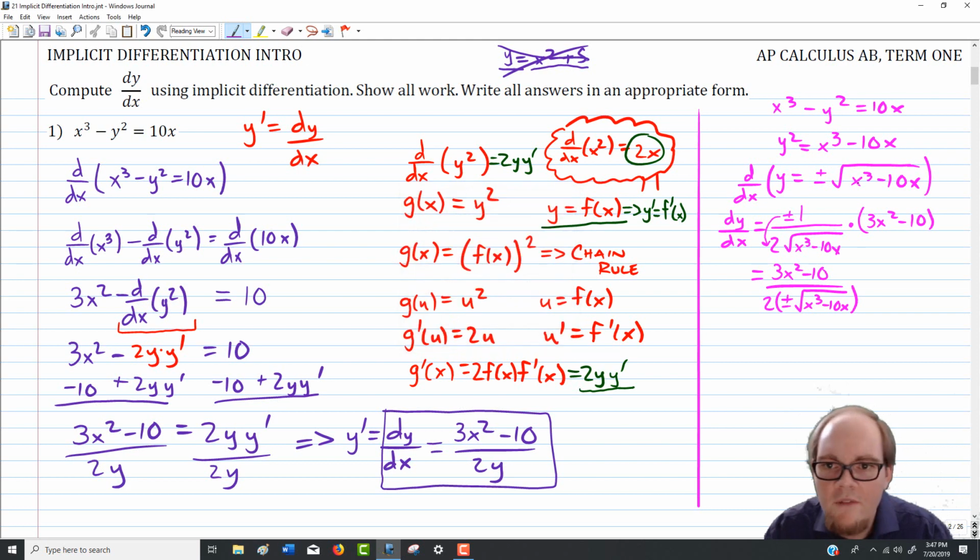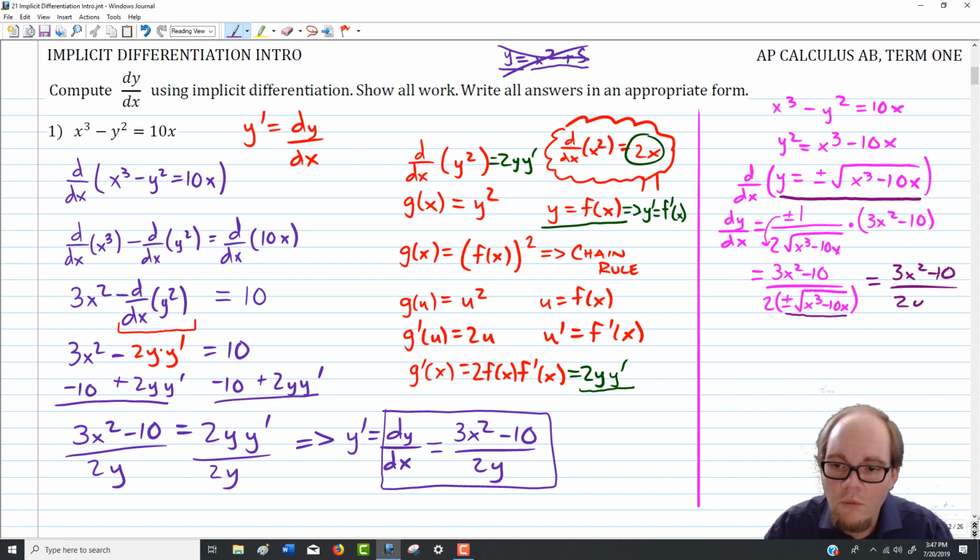Now maybe you could see why I put the plus or minus in the position that I did. Maybe you can't. If you're looking, my motivation was right here. We said y is plus or minus the square root of x cubed minus 10x, and right here we have plus or minus the square root of x cubed minus 10x. That means this expression is equivalent to 3x squared minus 10 over 2y. And those, my friends, are identical expressions.